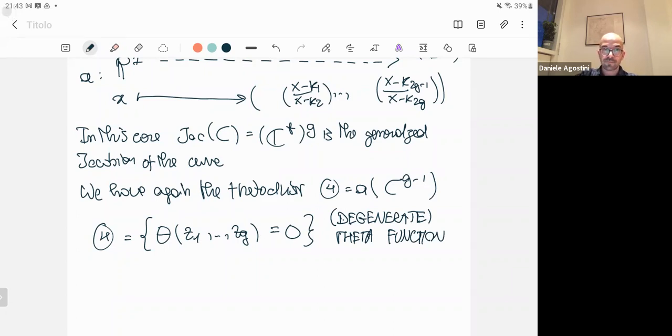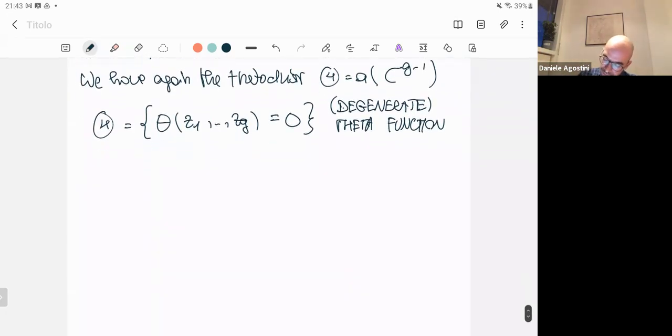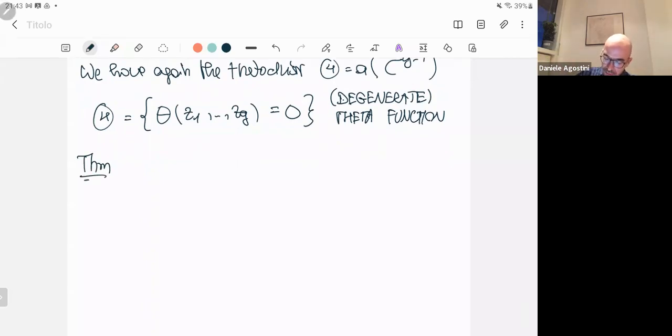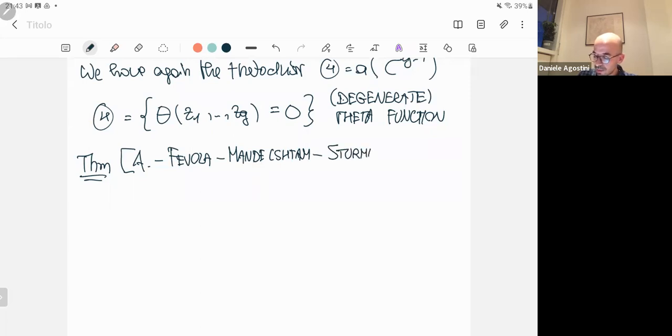And from this, we again get solutions of the KdV equation. But what one can prove is this theorem, in a joint work with Claudia Favola, a student of mine, and Bernd Sturmfels at the MPI, and Yelena Mandelstam, a student of Bernd in Berkeley. This is also based on preliminary work that we did with Turku and Bernd.